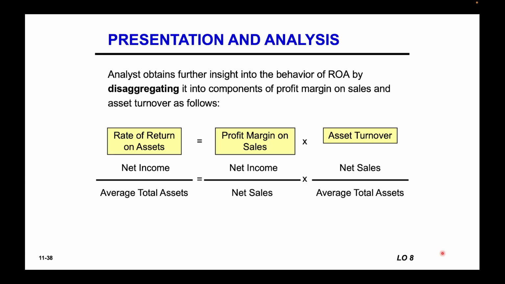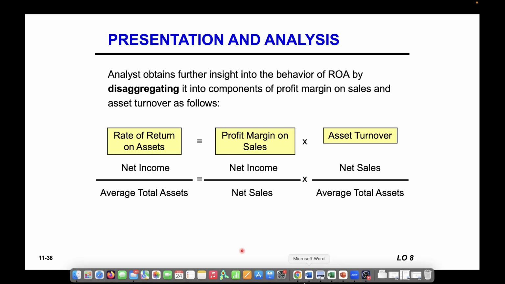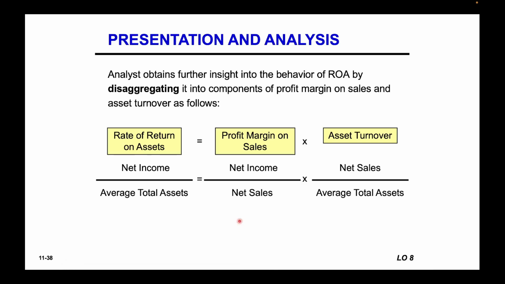To gain a deeper understanding of the return on asset, analysts often break it down into two key components: the profit margin on sales and asset turnover. We already know the formula of each component here. This breakdown helps us to clarify what drives a company's ROA, whether it is due to strong profitability or efficient use of assets, or a combination of both.